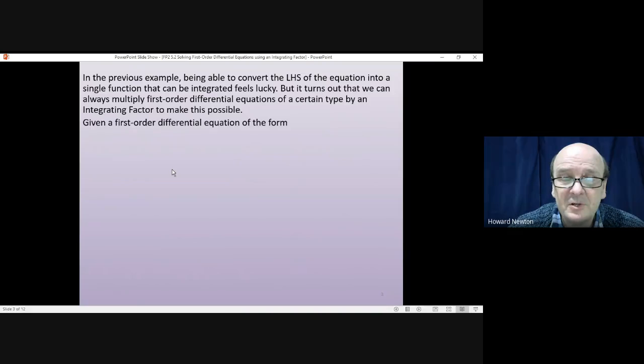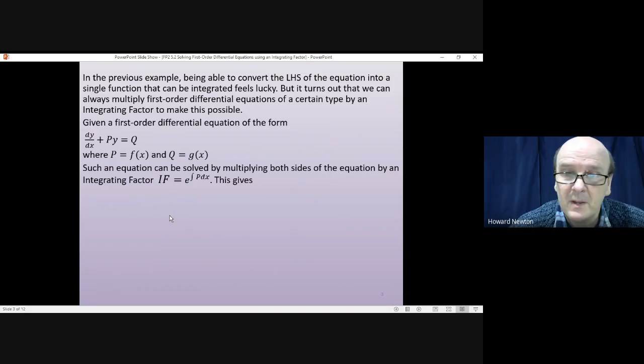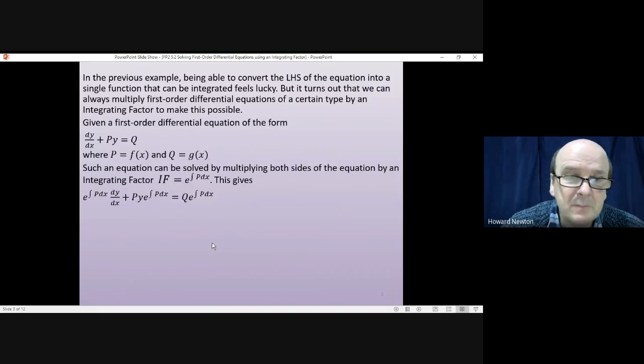Now, if we've got a first-order differential equation of the form dy by dx plus py equals q, where both p and q are functions of x, then an equation like this can be solved by multiplying both sides of the equation by an integrating factor, often abbreviated to IF, which is equal to e to the integral of whatever p is, that function, with respect to x. Now, when we multiply through by that integrating factor, we get e to the integral of p times dy by dx plus py times e to the integral of p equals q times e to the integral of p.